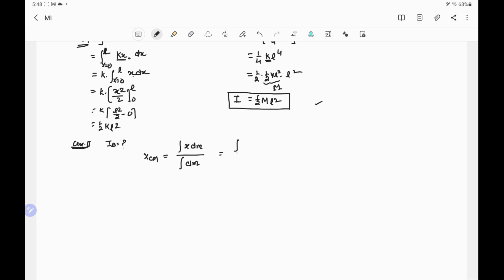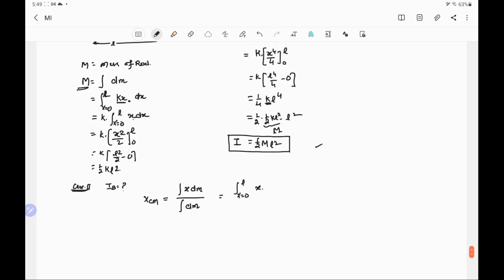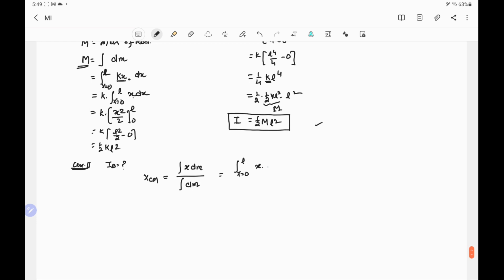The center of mass is equal to the integral from x equals 0 to L of x into the density, which we have already told is kx, multiplied by the length, so it gives dm, divided by the integral from x equals 0 to L of kx dx. Now we simplify it. K is constant, it will be taken out, and x into x gives x square, so its integral will be the integral from 0 to L of x square dx by k times the integral from 0 to L of x dx.